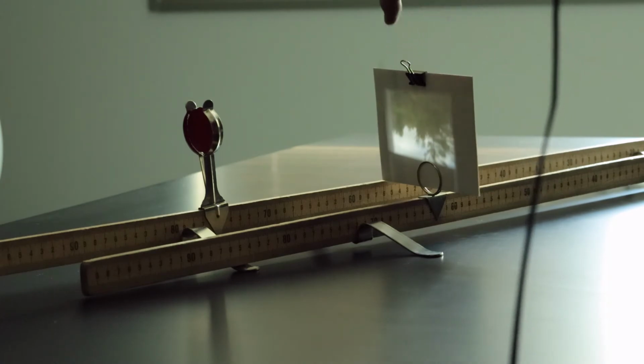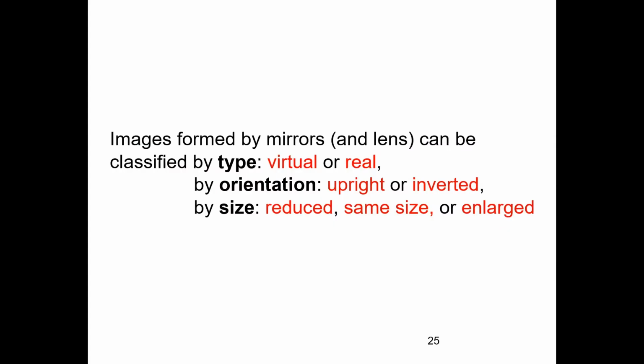Notice it's upside down. Images formed by mirrors can be classified as either real or virtual, either upright or inverted, and either reduced in size, the same size, or enlarged.